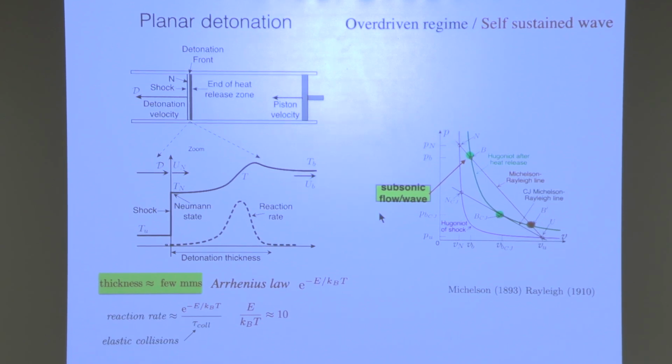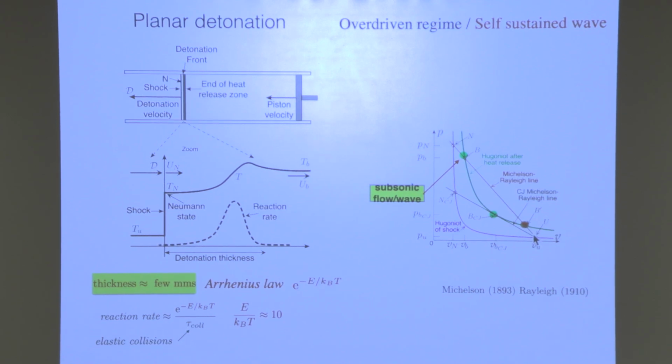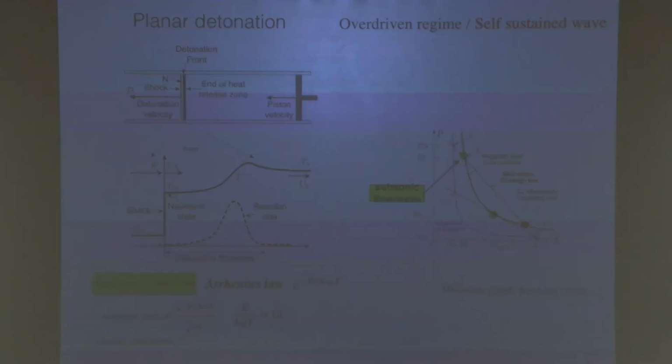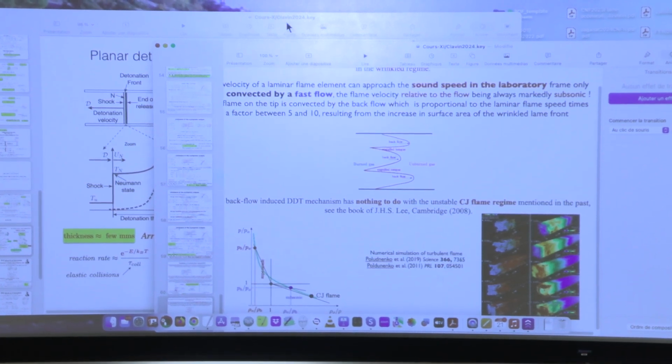Exactly. But you see now, starting from here, because this green curve is still decreasing below this point, you can now consider the Michelson-Rayleigh line for deflagration, where the velocity is subsonic, much smaller than the supersonic, so the slope here is smaller. I cannot put both of them. Yes, I can do that maybe.